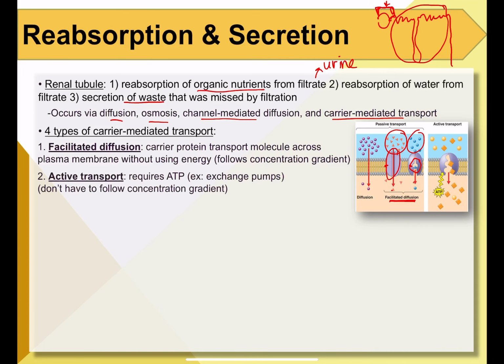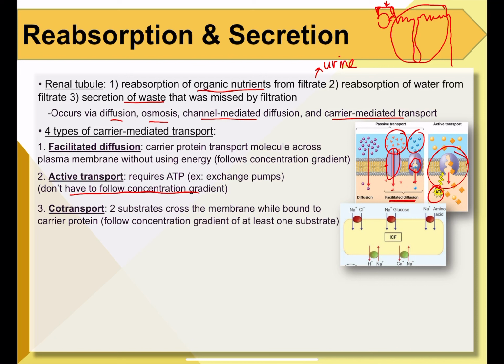And then you have active transport, which means it requires ATP to allow things to travel from one side to the other side. Remember, exchange pumps? Remember the sodium-potassium pump we talked about so much in 2401 and 1406. That's a type of active transport. It doesn't follow the concentration gradient.